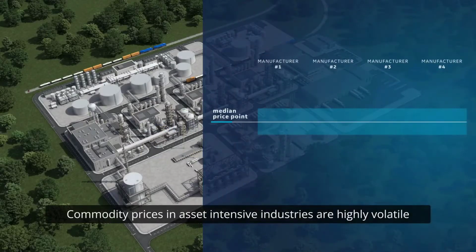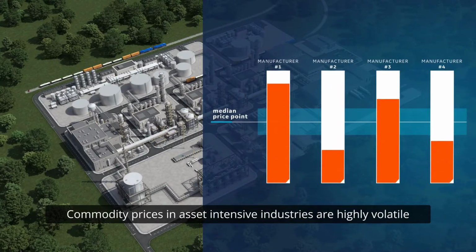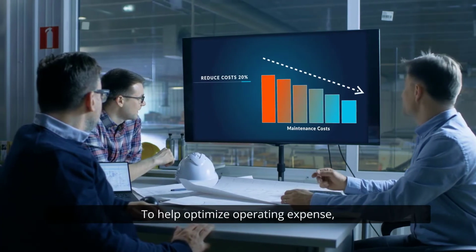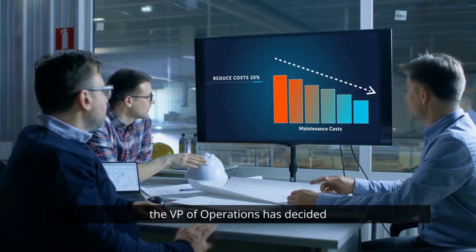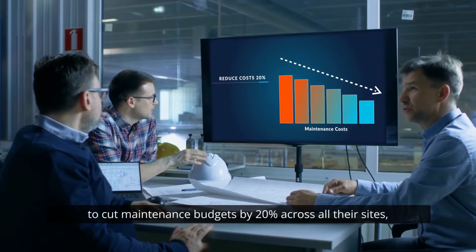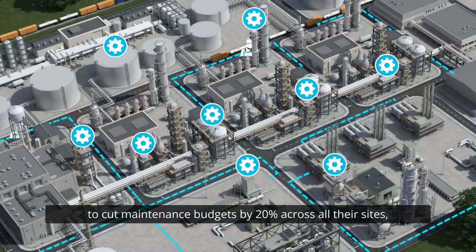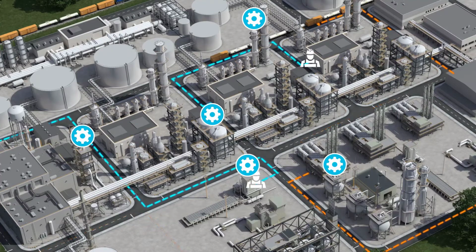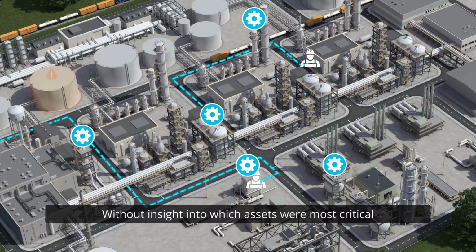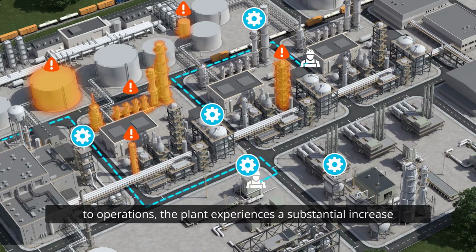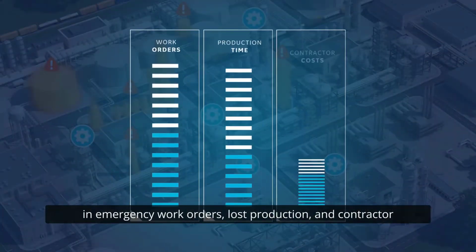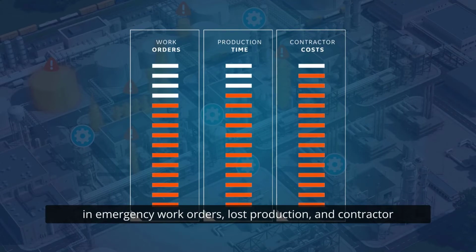Commodity prices in asset-intensive industries are highly volatile and can put pressure on the bottom line. To help optimize operating expense, the VP of Operations has decided to cut maintenance budgets by 20% across all their sites, forcing them to reduce preventative maintenance activities. Without insight into which assets were most critical to operations, the plant experiences a substantial increase in emergency work orders, lost production, and contractor hires to cover the additional workload.